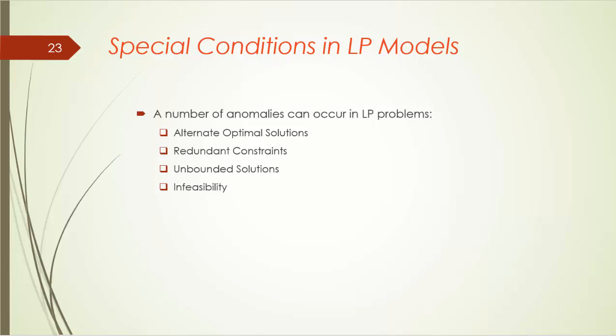Here, we'll introduce a few anomalies that can occur in LP problems. They are alternate or multiple optimal solutions, redundant constraints, unbounded solutions, and infeasibility. Let's take a look one at a time.